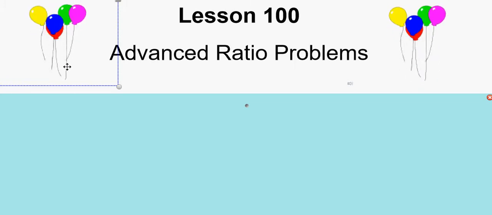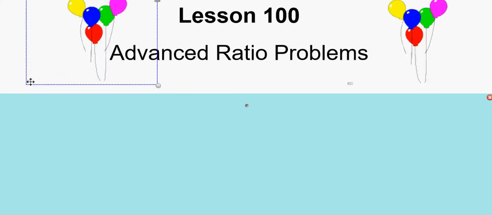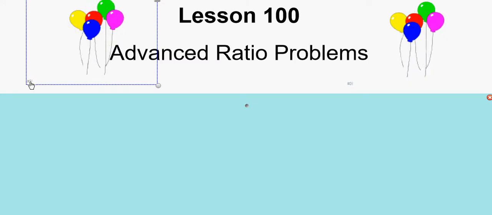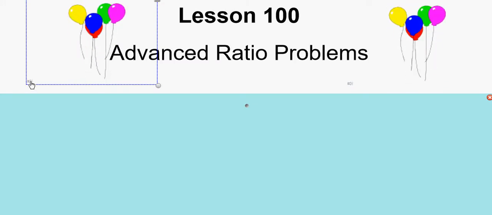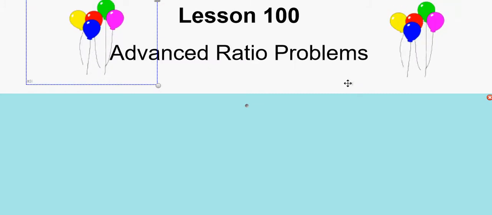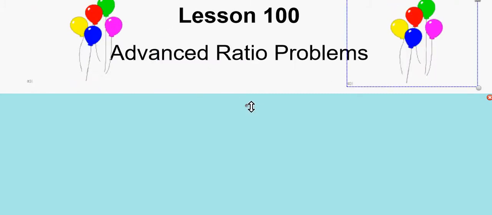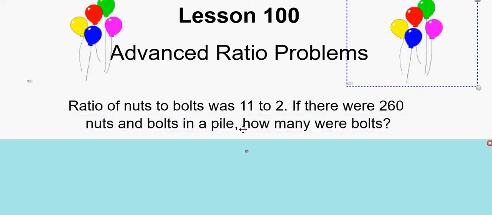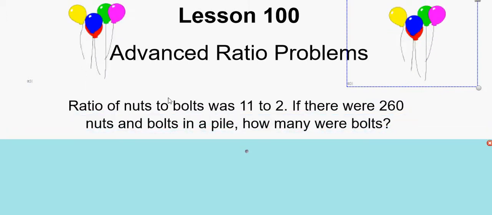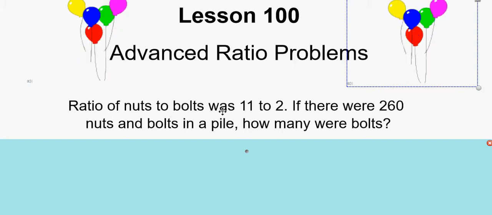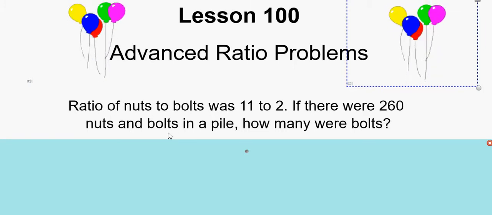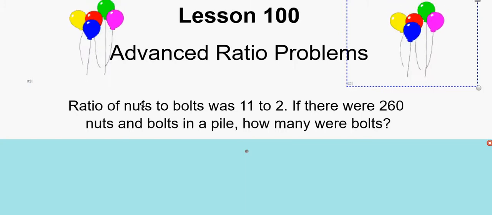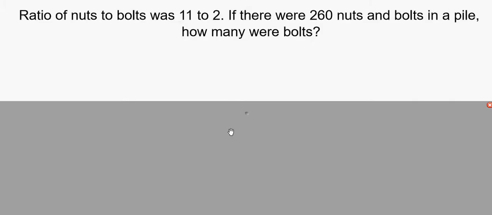Lesson 100. Woo! There it is. Congratulations on getting to lesson 100. We're talking advanced ratio problems. What does it mean for a ratio problem to be advanced? Well, we got a ratio of nuts to bolts, 11 to 2. 260 nuts and bolts in a pile. How many were bolts? How is that any more difficult than the ones we've done before?